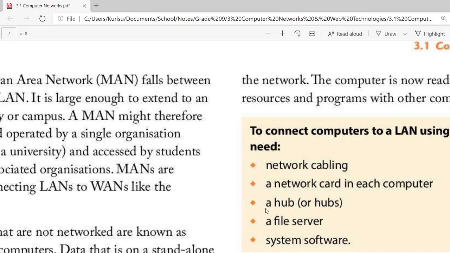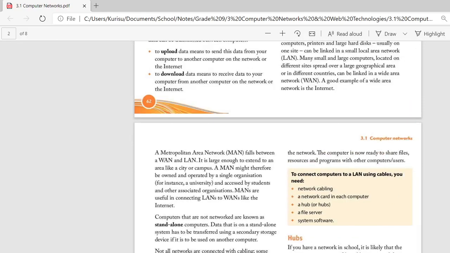And the last one is the system software. As you would have learned last term, if a device does not have a system software, it cannot function basically. So in order for your device to function, even your router has a system software. They all need a system software in order for them to be able to work. And that is how they get connected to a network.